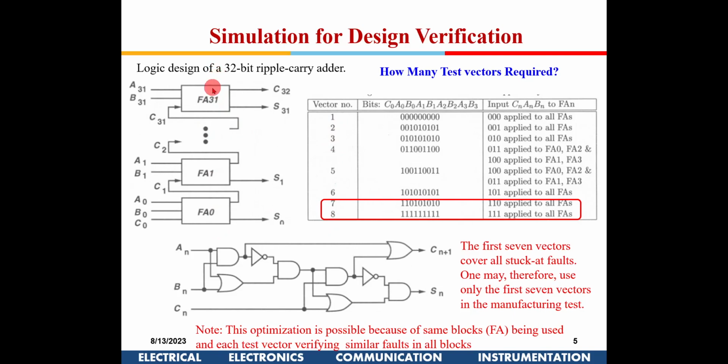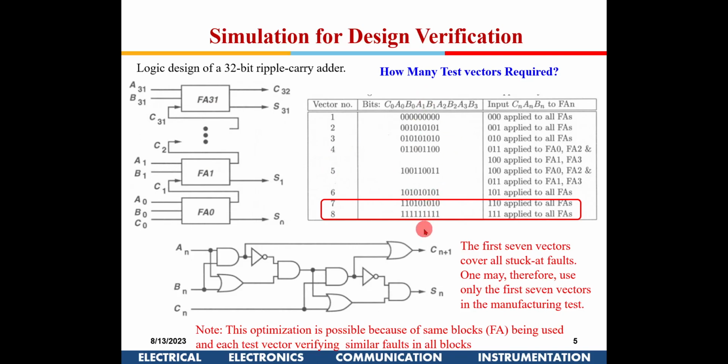So irrespective of how many bits you have, if you have a 64-bit adder also, in that case also only 8 vectors would be required. So you have to carefully choose these vectors and bring in the required signals in the carry also. Okay, so that way you have to choose. So this can be done.